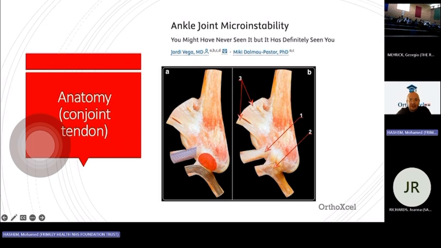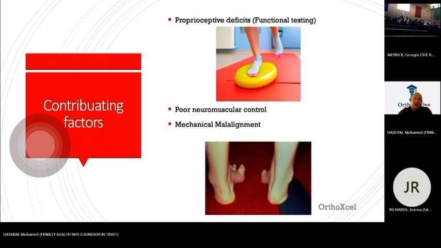Again, the idea of the conjoint tendon. Mikey is a very good anatomist in the Netherlands, and he's working around the ankle, getting us an update on the anatomy every day. So contributing factors are not only a mechanical problem of the lateral ligament, but definitely the malalignment.